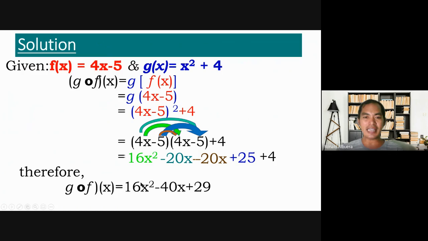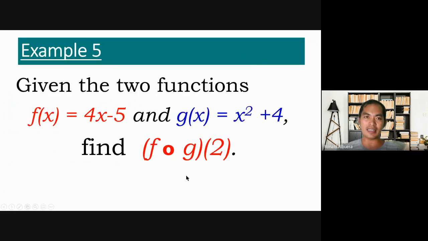So, 16x squared, walang kapareho, kokopyahin lang natin. But then negative 20x and negative 20x are similar. And the same sign, copy the sign and add the number. 20 plus 20 is 40. Just copy the variable x. Then 25 and 4 are similar. We can add, copy the sign kasi adding the same sign is add the number and copy the common sign. That is why positive 29.